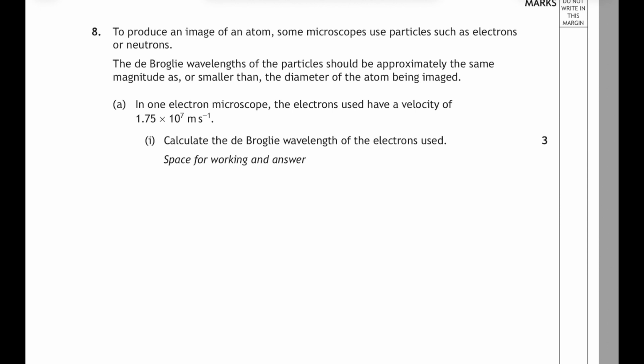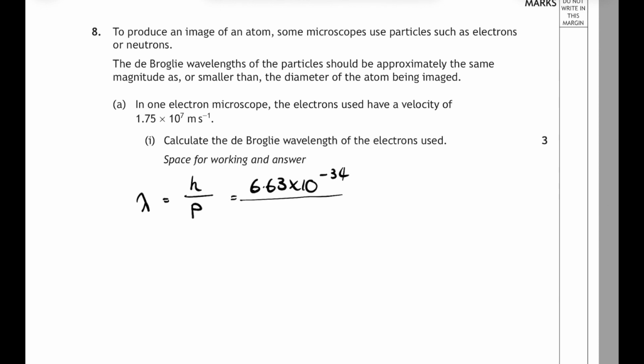And in part A we're told, in one electron microscope, electrons have a velocity of 1.75 times 10 to the 7 meters per second, and we have to calculate the de Broglie wavelength of the electrons used. So straight to your relationship sheet, the de Broglie wavelength relationship is lambda equals h over p. That's Planck's constant, 6.63 times 10 to minus 34, divided by the momentum of the electron.